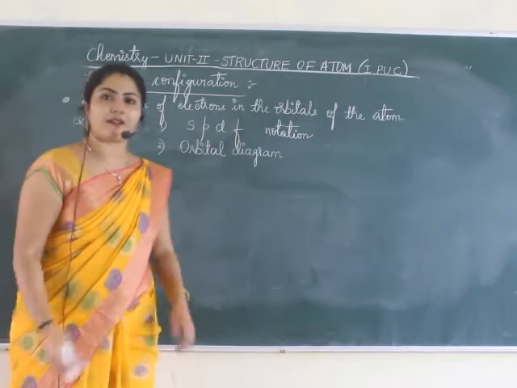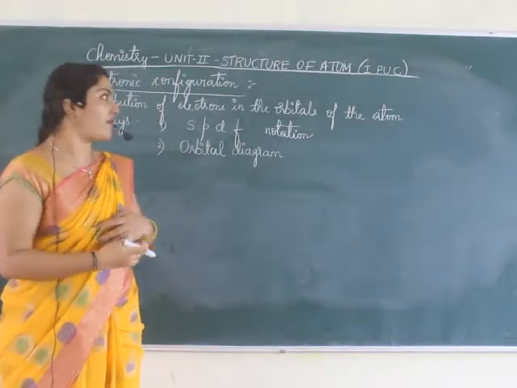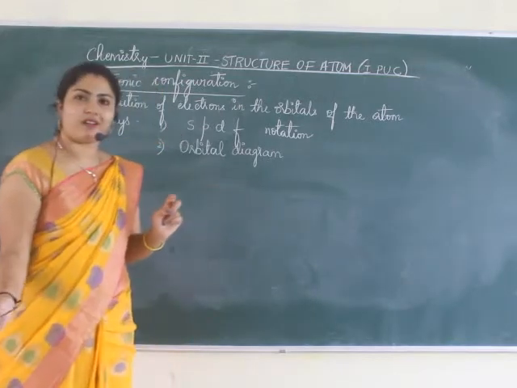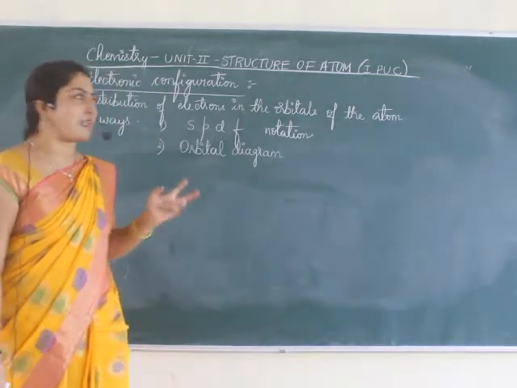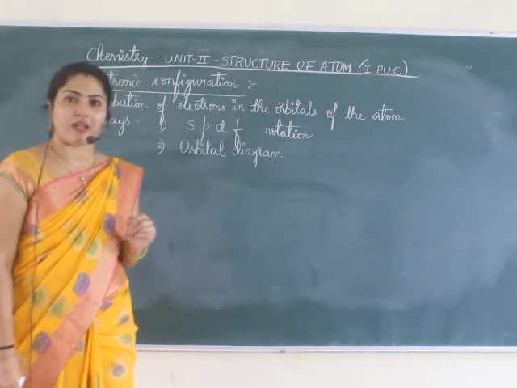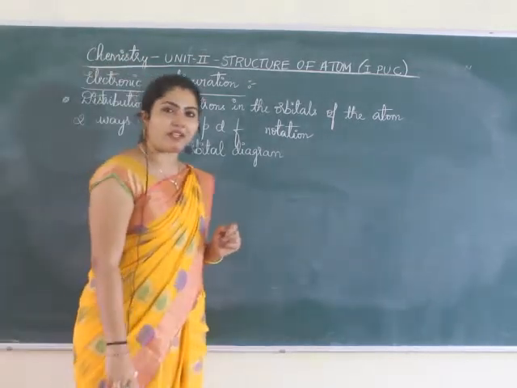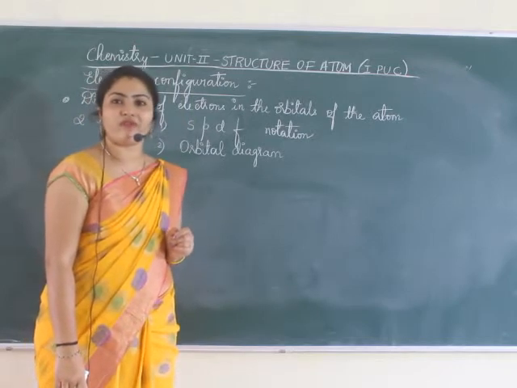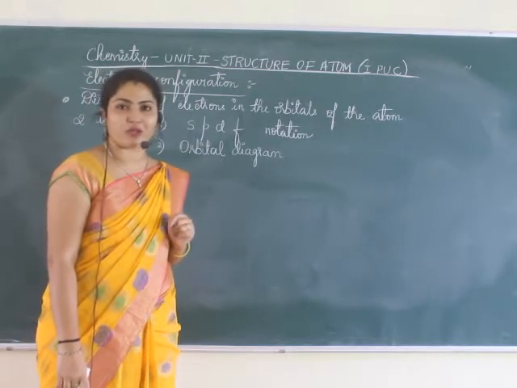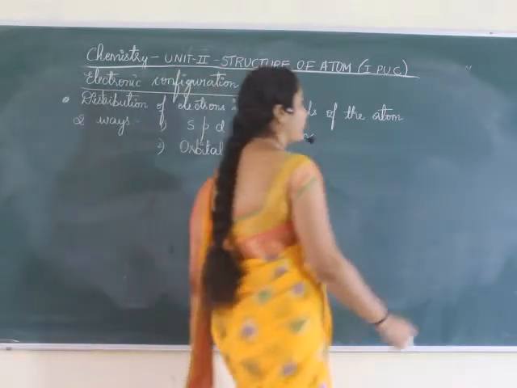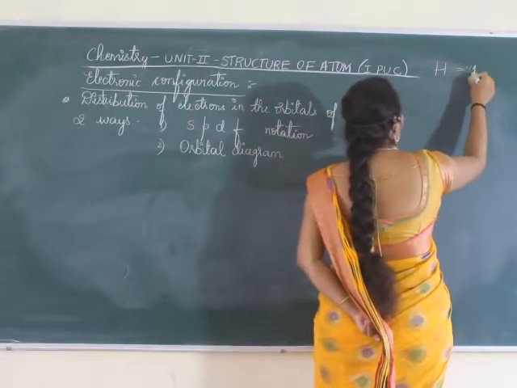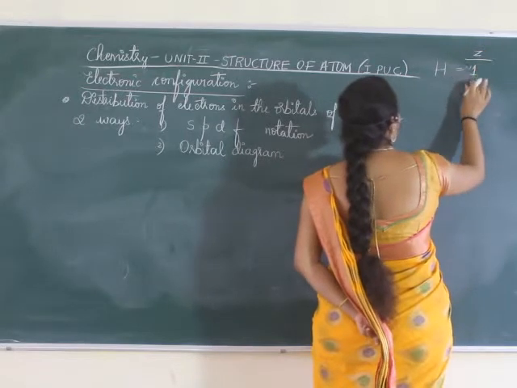So we will start writing the electronic configuration. Before that, we will write down a few atoms, that is elements with their atomic number. Now you know what is atomic number? The number of protons or total number of electrons present in the atom. Starting, we'll be writing for hydrogen, where the atomic number, that is Z, is 1.